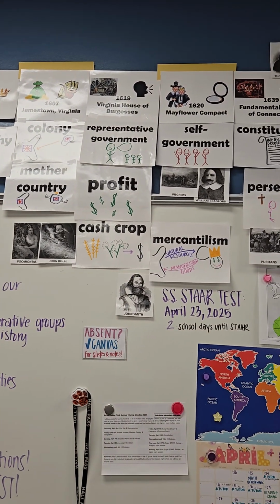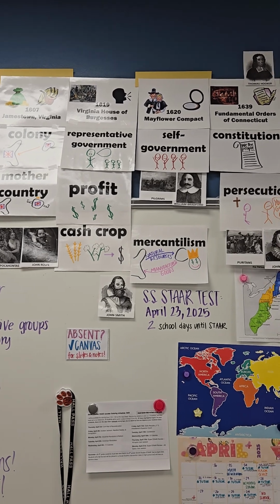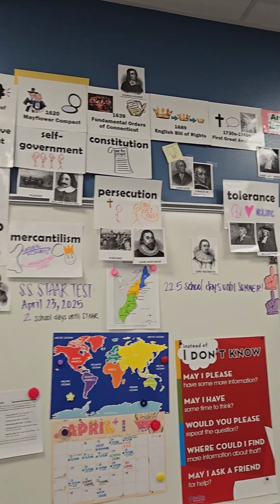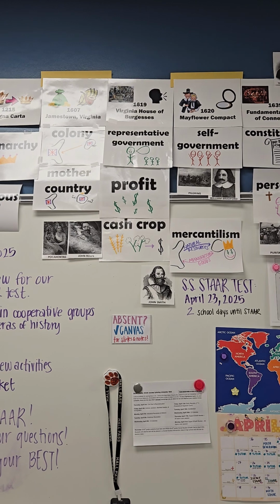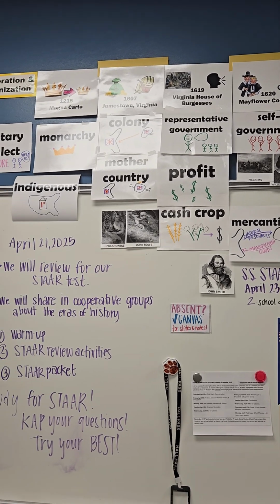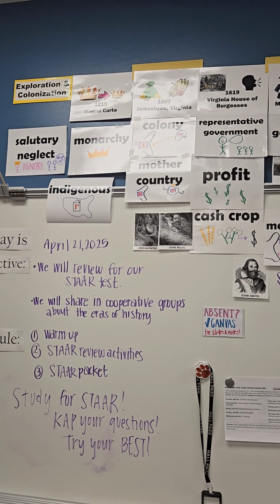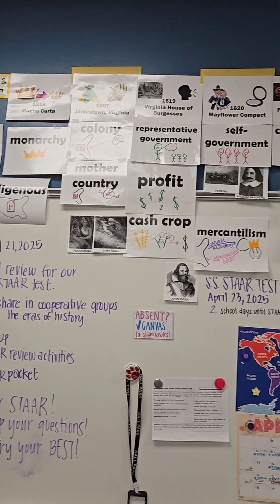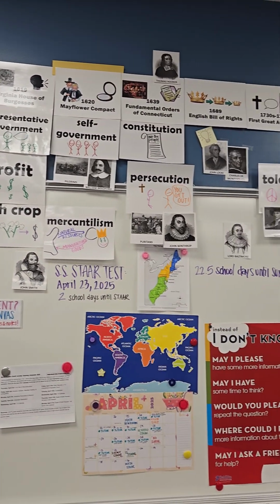And you might see that there's two events here that have some yellow behind them. We call those hot dates because they are years that have to be memorized in 8th grade social studies. So I'll put the events up as we're starting the era.